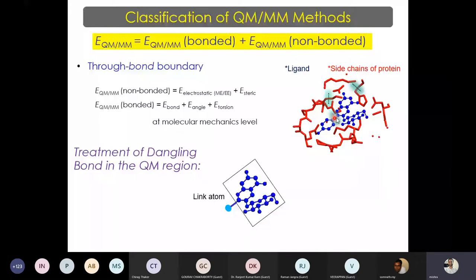So I treat this hypothetical system in QM. When I say I'm doing a QM calculation, I often consider this link atom, satisfy the valency, and then do a QM calculation. So this is an important step in doing any QMMM calculation.